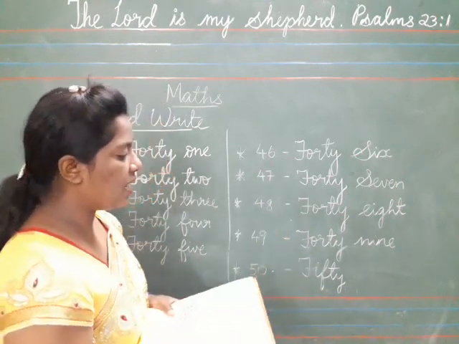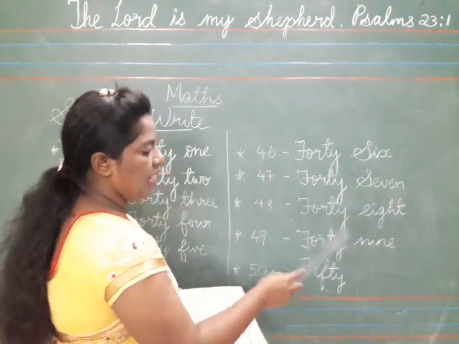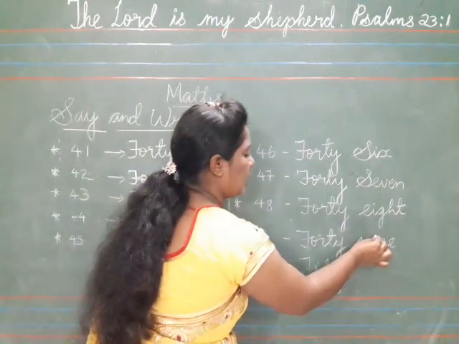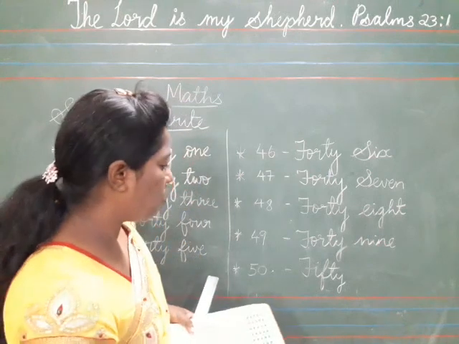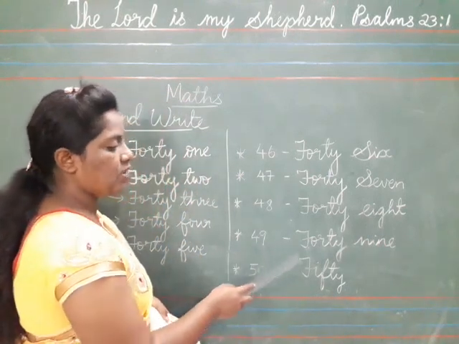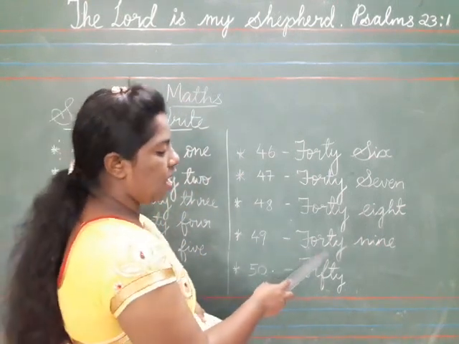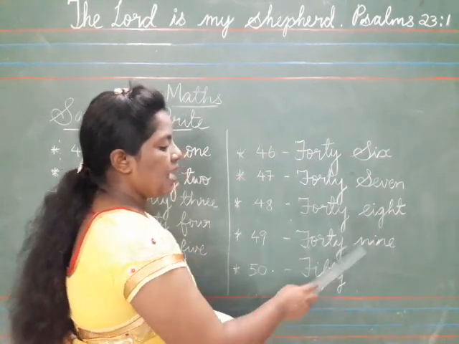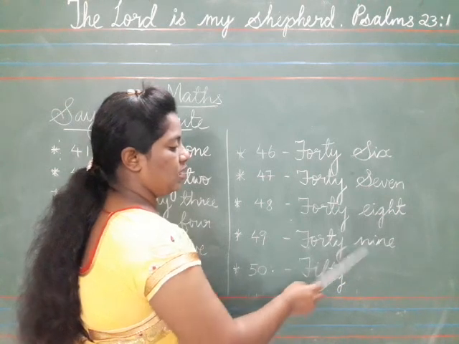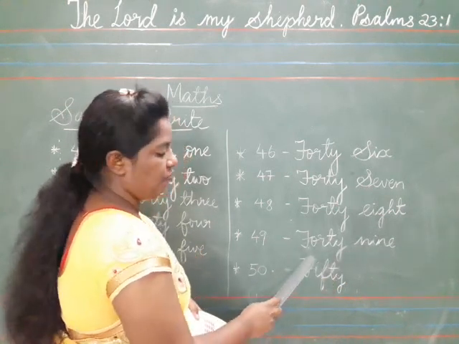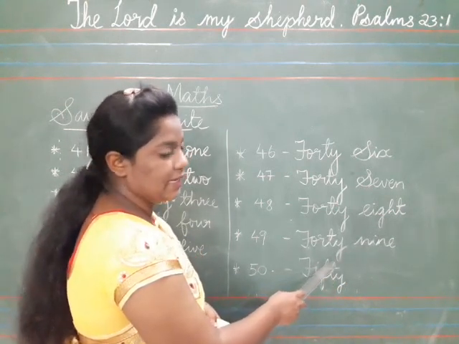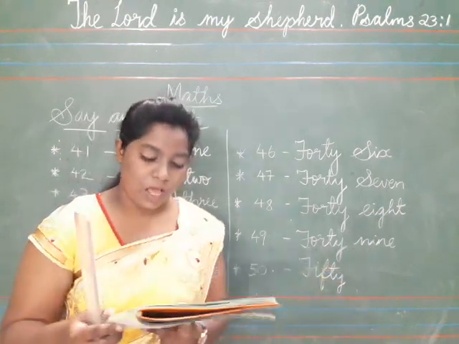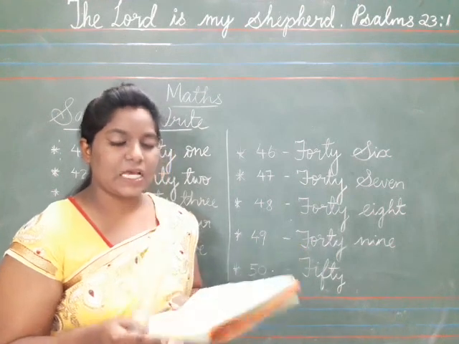How many stars? 49. How many stars? 49, what is the spelling? F-O-R-T-Y, 49, N-I-N-E 9. F-O-R-T-Y, N-I-N-E, 49. Last one, how many strawberries?